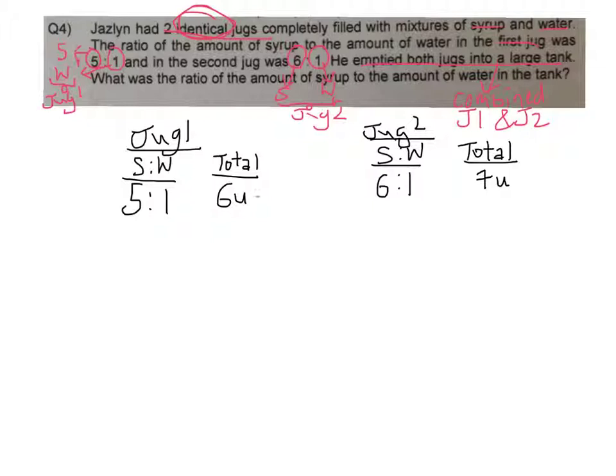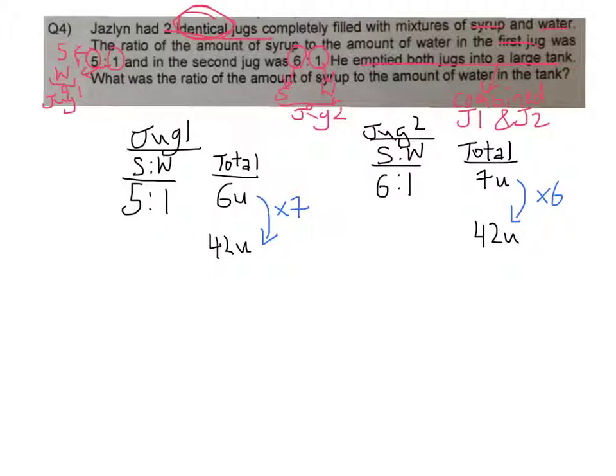I will have to take a look at this. How do I equate them to be the same? Well, times 7 here. And over here, jar 2, I have to times 6. And that's very good. So once you got it, now 6 times 7, I'll get 42 units. 7 times 6 is also 42 units. Now the total is the same.